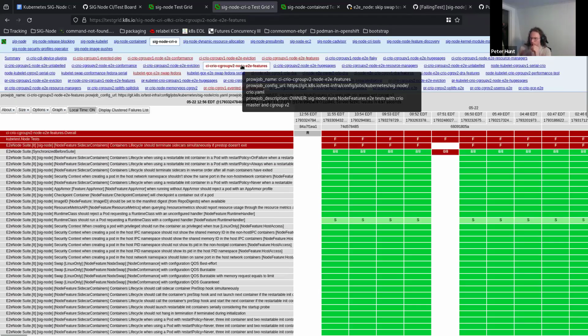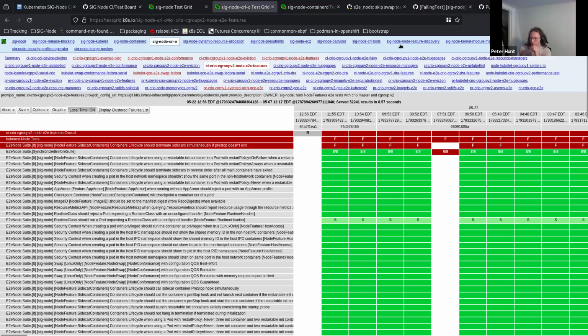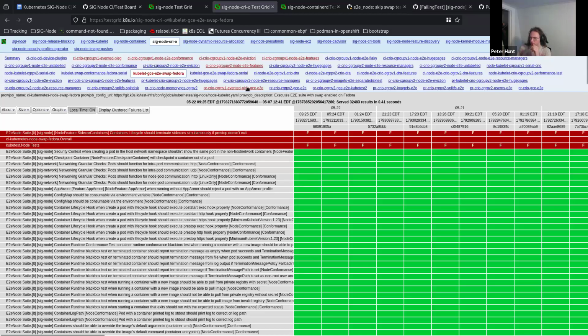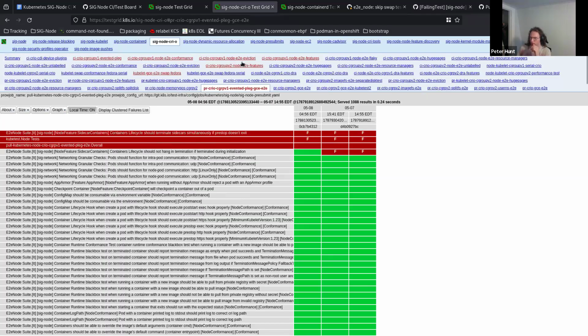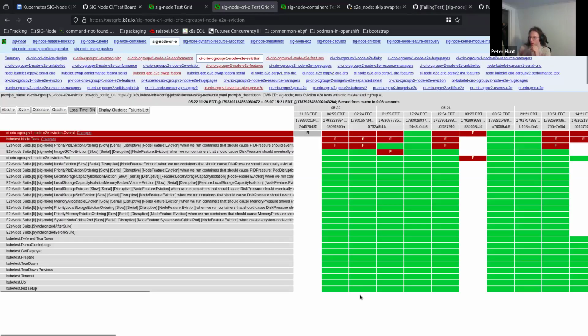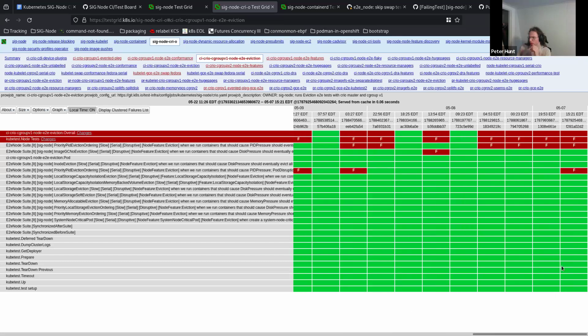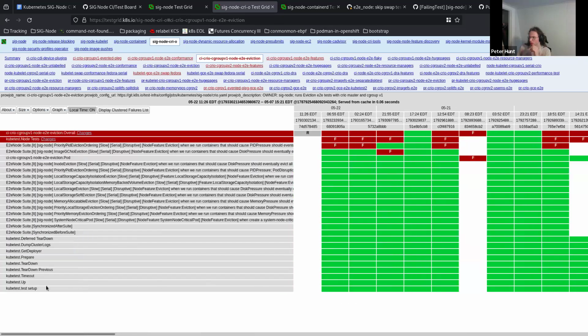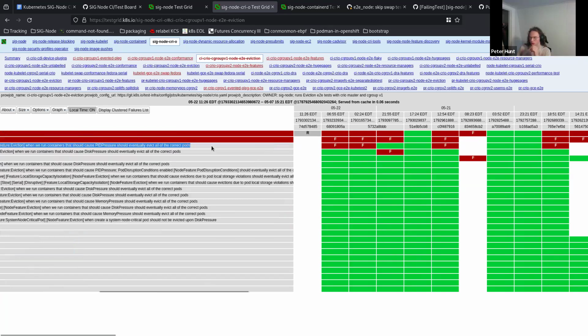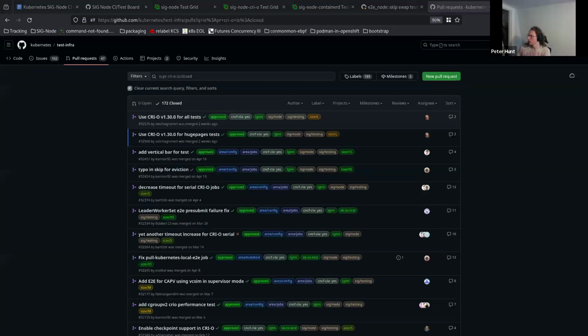Swap ones. This is the one that's fixed. Newer cryo. Same here, and same here. These eviction tests, I'm pretty sure, have been flaky for a while. I'm not sure if we have an issue for these. Yeah, pressure was flaking for a long time. Yeah, that's what I thought. I'll search for an existing issue.